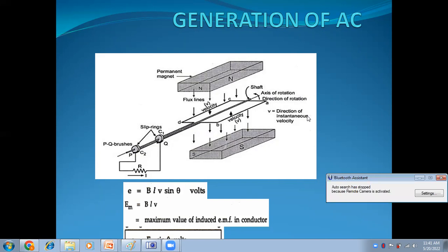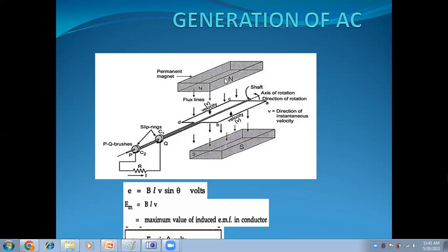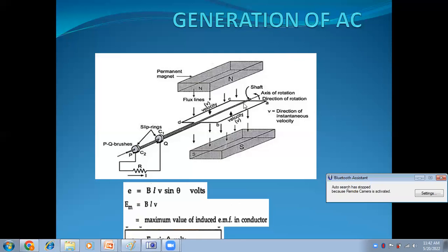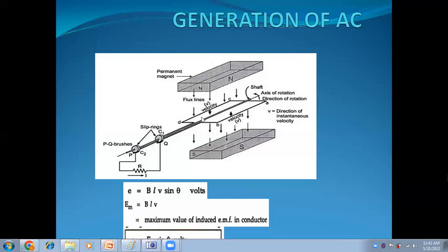Here in the figure, we are watching two magnets, the North Pole and South Pole. These are a pair of permanent magnets, and within this pair of permanent magnets, two square-shaped coils are placed on a shaft that is free to rotate. That is the axis of rotation, and on it the two coils, coil AB and coil CD, are placed.